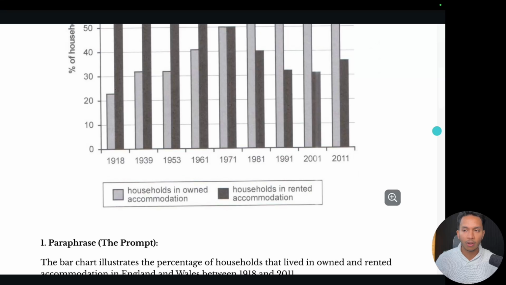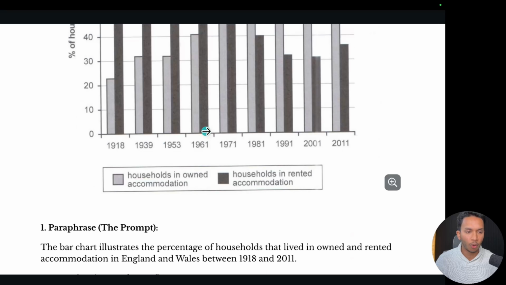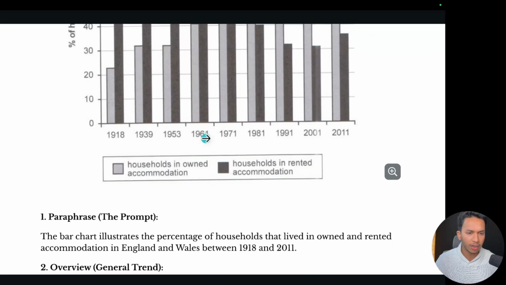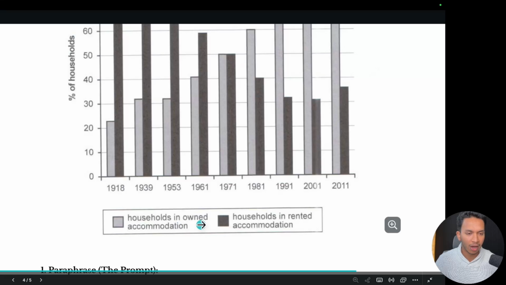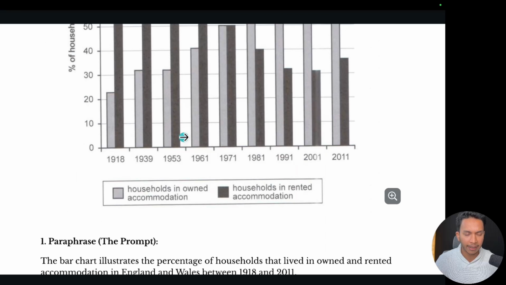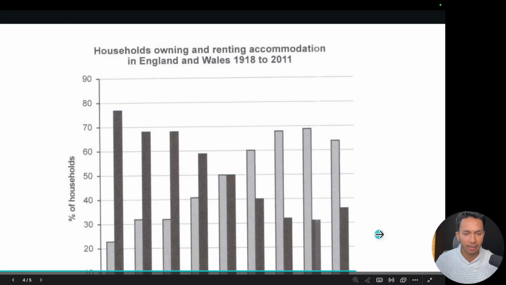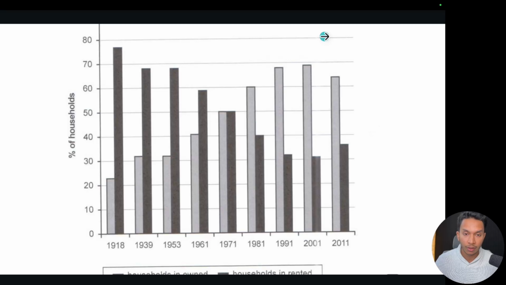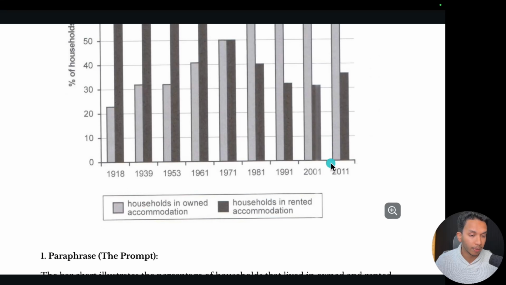So you want to look at the whole: what is it showing? Around 1918 to 2011, almost a 100-year span, the household owned is gray and the household rented is black. There's a clear decline in household rented, whilst there's a clear incline in household owned. There's a slight dip in the household owned in 2011. Other than that, it was a straight increase, and a slight increase in 2011 of the rented accommodation.